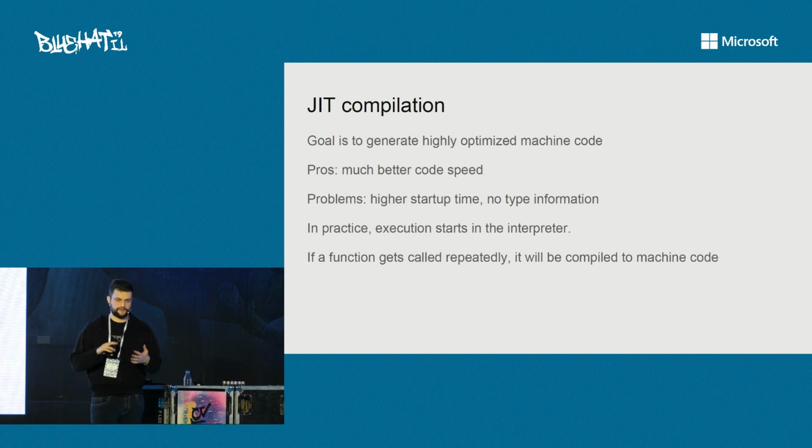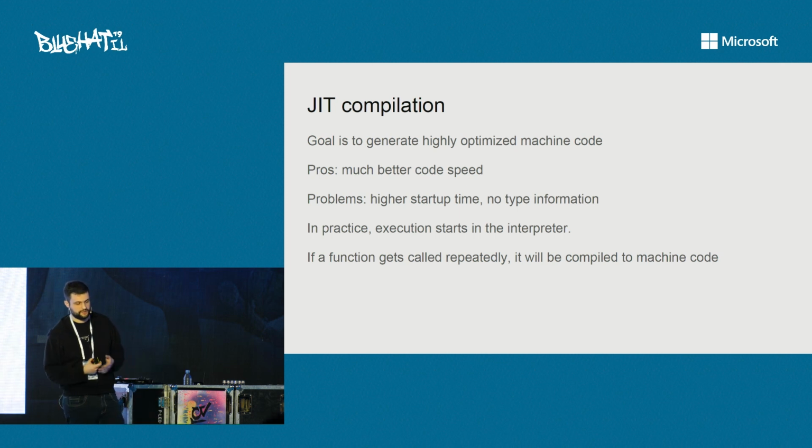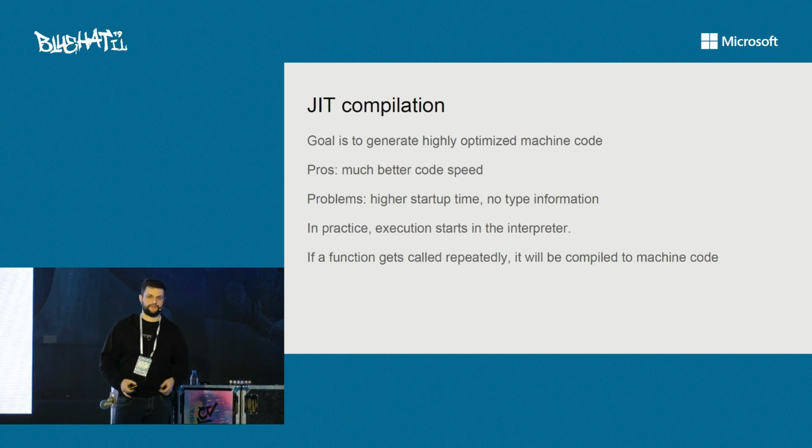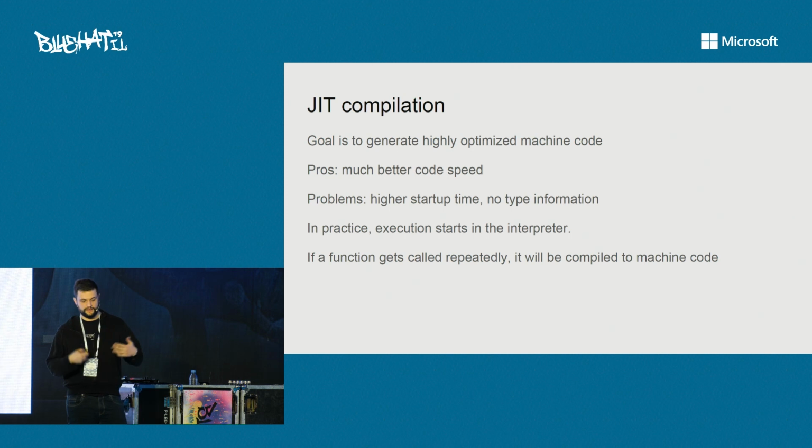The first one is higher startup time, because you don't want your web page to take 10 seconds to load. And you also have no type information. JavaScript doesn't have type information, so we have to deal with that somehow, and I'll try to shed some light on that later on. In practice, your JavaScript code will start running in the interpreter, and if something gets called repeatedly, it will then be scheduled to be compiled to machine code, and then you'll run actual machine code.